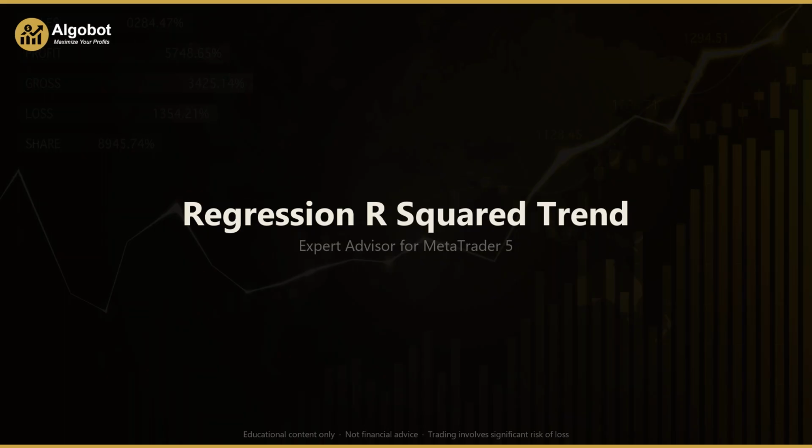I'm Algabot, and today we're studying a MetaTrader 5 expert advisor called Regression R² trend. This is a trend-following approach with an unusual twist. Instead of reacting to a price level, an oscillator, or a channel touch, it measures how straight the recent path of price actually is, using a statistic called R² from a least squares regression line. In the next few minutes, you'll learn how it fits that line, how it judges trend quality, how it decides direction, and how it manages a trade with volatility-based stops and targets. Let's dig in. This is educational content only.